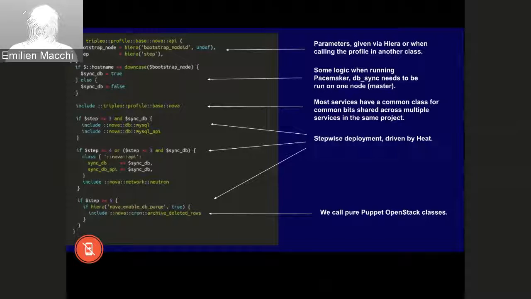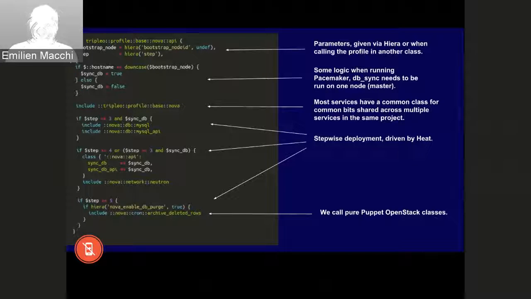There is some logic in this manifest because Nova API was running with Pacemaker, so we wanted to run the DB sync only on the Pacemaker master. So if you look at the second thing, we have some logic to run the DB sync only on the master node. Most of the services have a common class for the common bits shared across multiple services in the same project. For example, Nova API and Nova Conductor, they share a common class in the Puppet module, which is the Nova class. So basically, you need this class in all the profiles. So we are doing basic Puppet profiles here, and we are trying to include the class as we can, and try to define the parameters with Hiera.